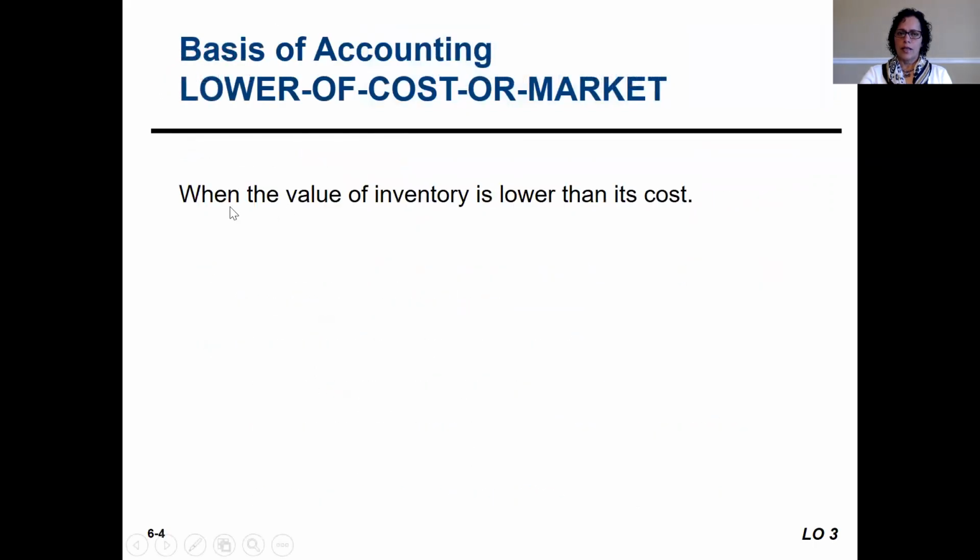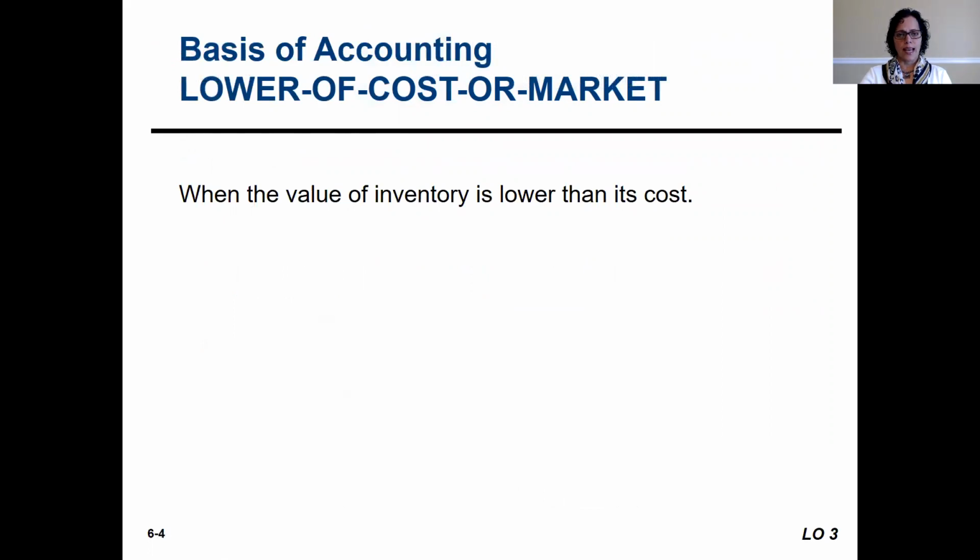So to start with, inventory is always valued at cost. However, what happens if, at any given point of time, the cost of inventory is higher than the market value of the inventory? So that becomes a problem, and we'll have to see what we need to do in terms of adjustment at the end of the year.